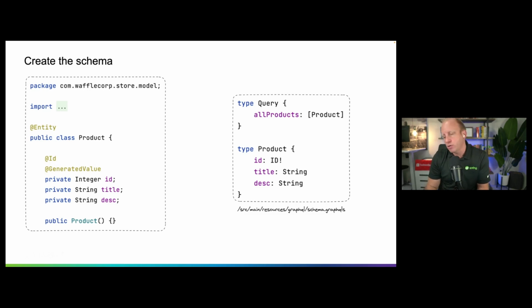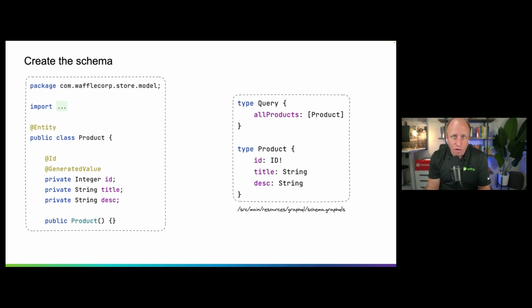In source main resources, GraphQL, you can create a new file. In this case, it just needs to end in .graphqls. You can call it whatever you want. I called mine schema.graphqls. And we're going to define a couple of things: the object type, which in this case is product. It is matching up one-to-one here.